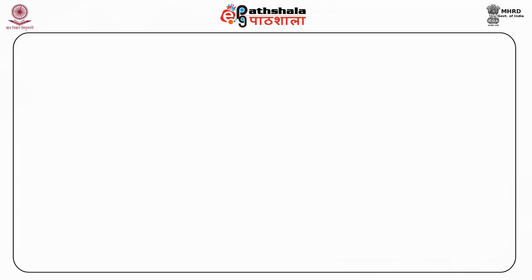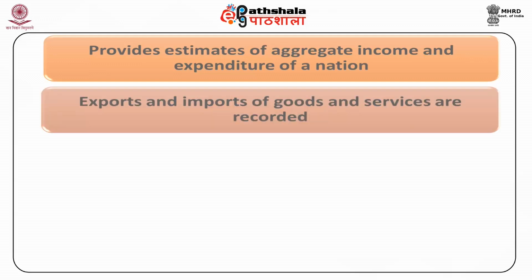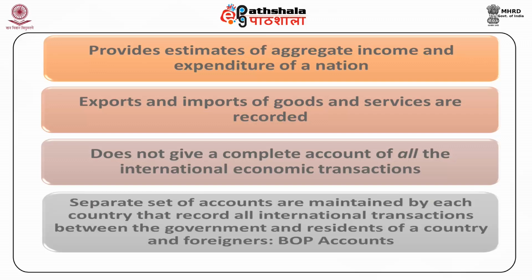The national income accounting framework of a nation provides estimates of aggregate income and expenditure of a nation. Exports and imports of goods and services are recorded within this framework. However, it does not give a complete account of all the international economic transactions, such as those involving real and financial assets. A separate set of accounts are maintained by each country that record all international transactions between the government and residents of a country and foreigners, including foreign governments. These are known as the balance of payments accounts.